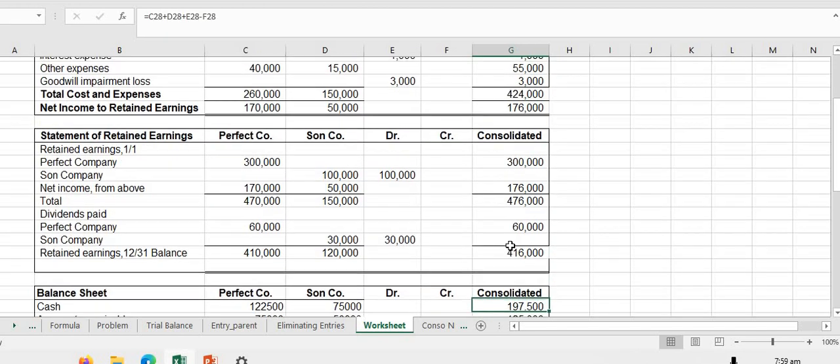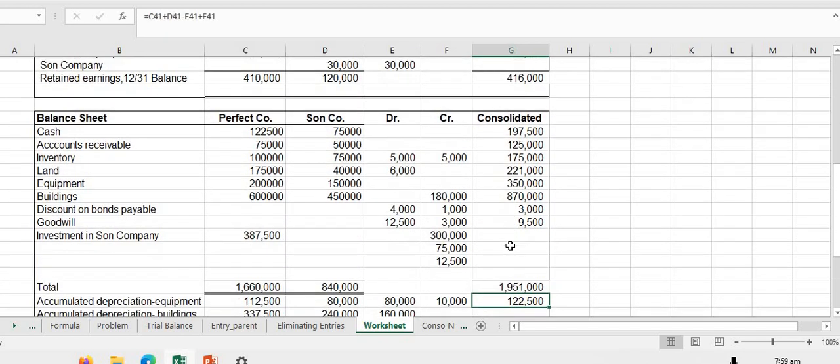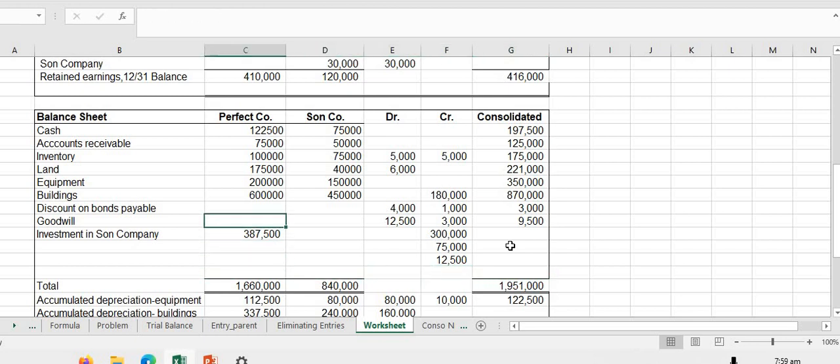And okay. For asset accounts, same thing pa din, no? You have to add the balance ni parent for the subsidiary. So for example, for cash, 120,500 plus 75, that's 197,500. For inventory, that's actually 75 plus 50, that's actually 125. And for inventory, we have 100 plus 75 plus yung adjustment natin for inventory, nag-credit tayo ng 5, so that's 175. Kasi inventory na fully amortized na siya on the year.